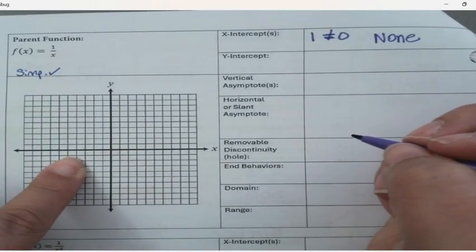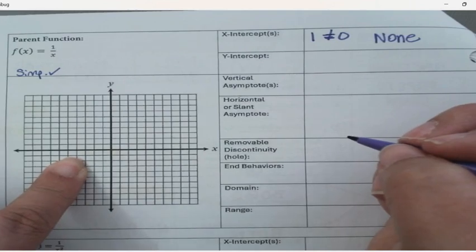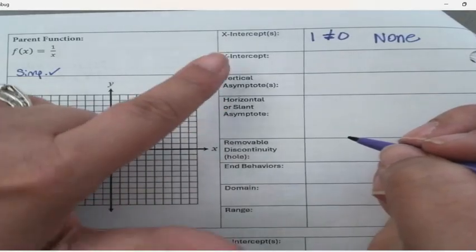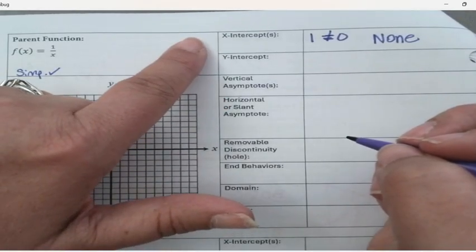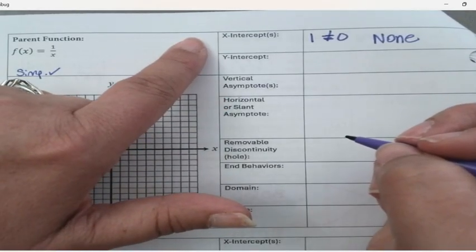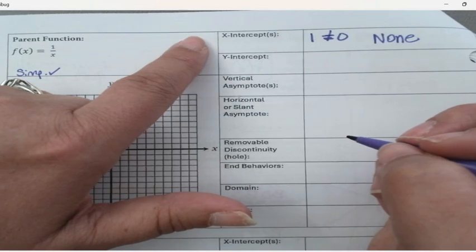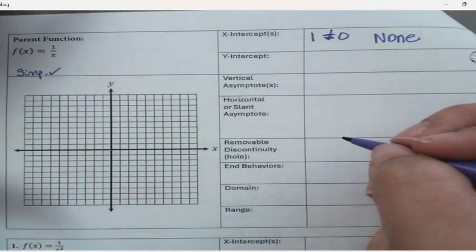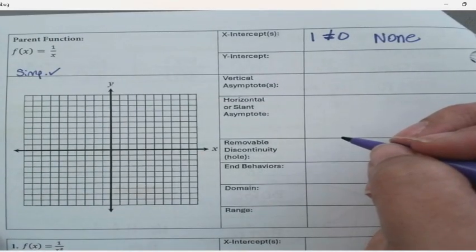Okay? And guys, if there's no x-intercept, if there's no spot where the graph crosses the x-axis, that probably means that there's an asymptote there. So we're going to find that out here in just a minute, but that's probably what that means. If there's no x-intercept, there's an asymptote, because if there's an asymptote, there can't be an x-intercept on the x-axis.